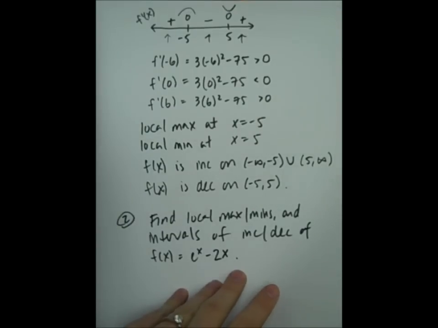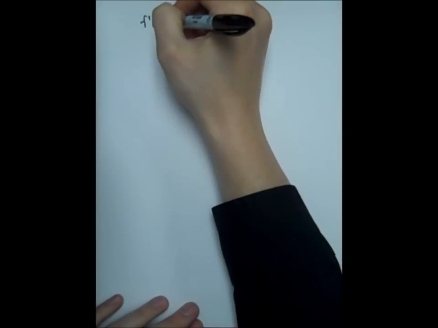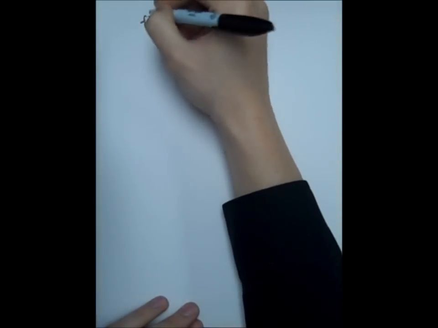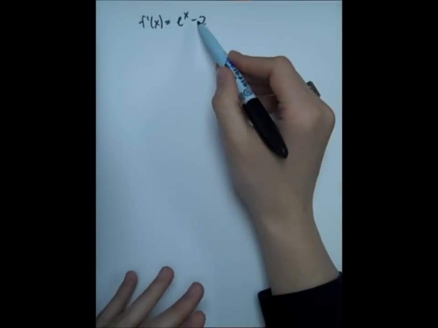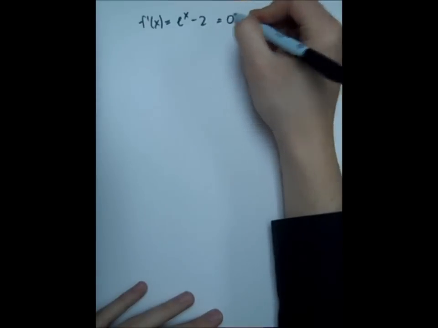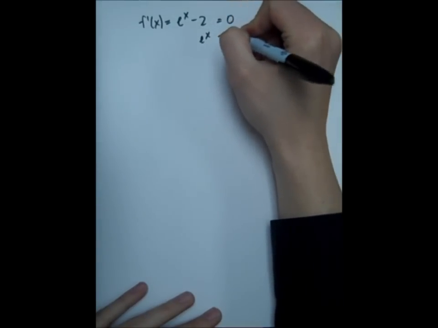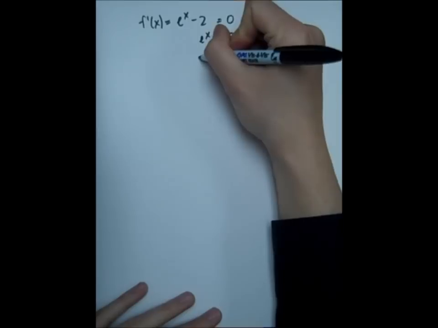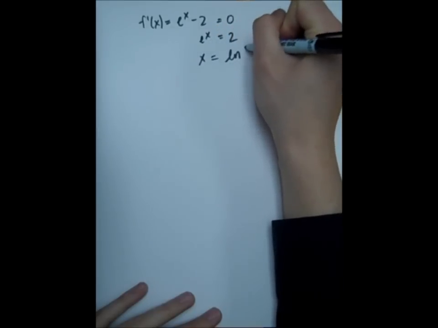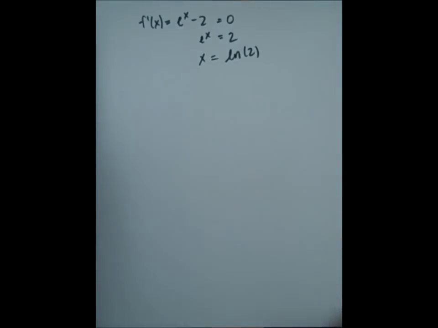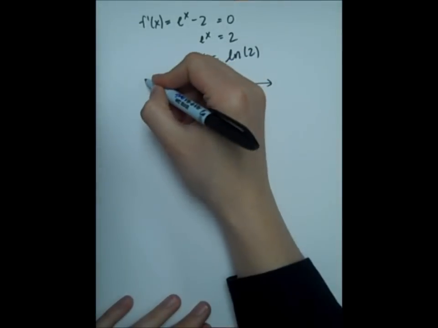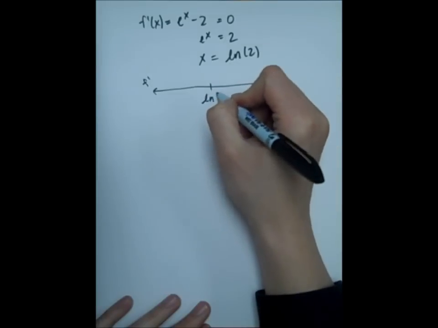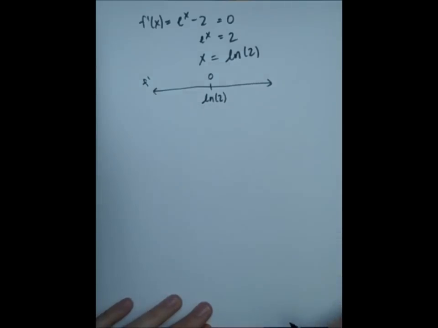To find the values that we plot, we need to take the derivative. So the derivative is e to the x minus 2. First question, is this ever undefined? No, this is always defined. Is this ever 0? Well, e to the x would be 2. Take the natural log of both sides, so x is the natural log of 2. So our only critical value is natural log of 2. I'm going to label this f prime and plot the natural log of 2 and say the slope was 0 there.